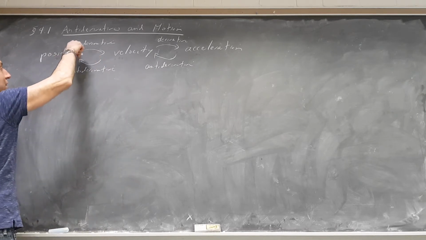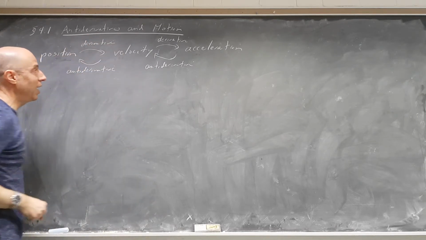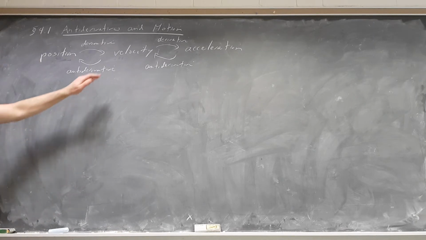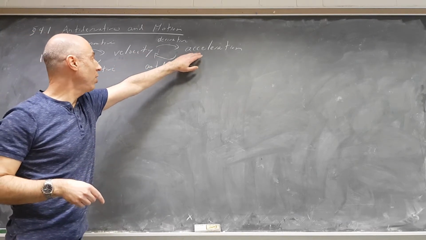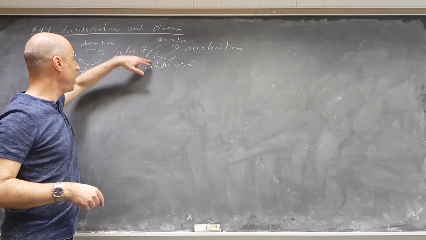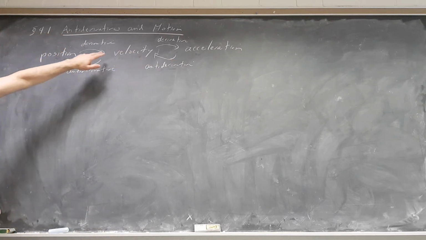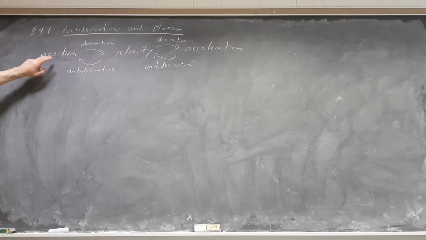So position, take the derivative with respect to time, you end up with velocity. Velocity, take the derivative with respect to time, you end up with acceleration. And antiderivative takes us back from acceleration to velocity and from velocity to position. Let's take a look at a problem.